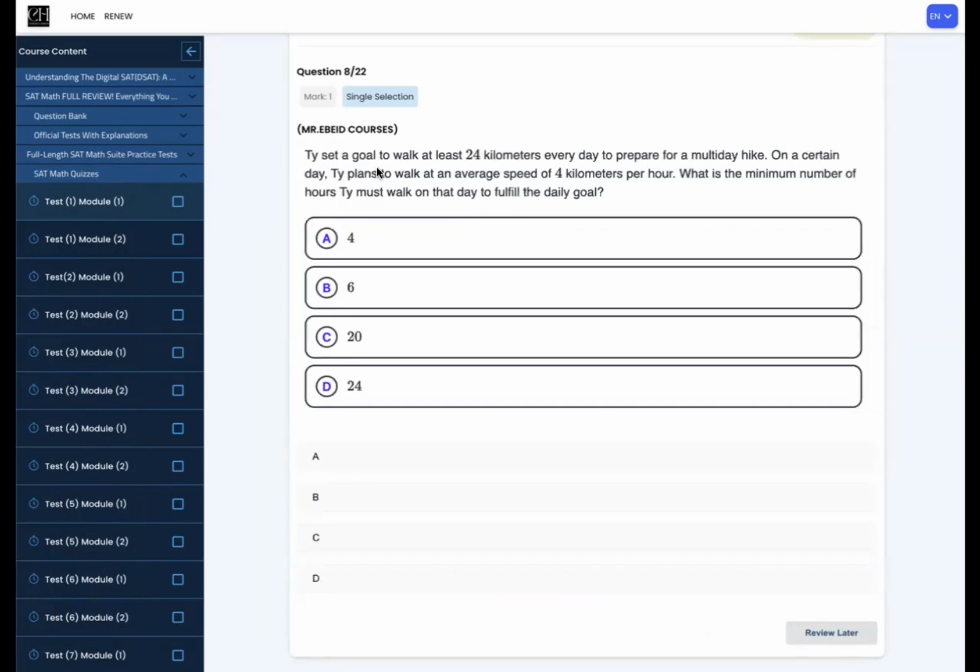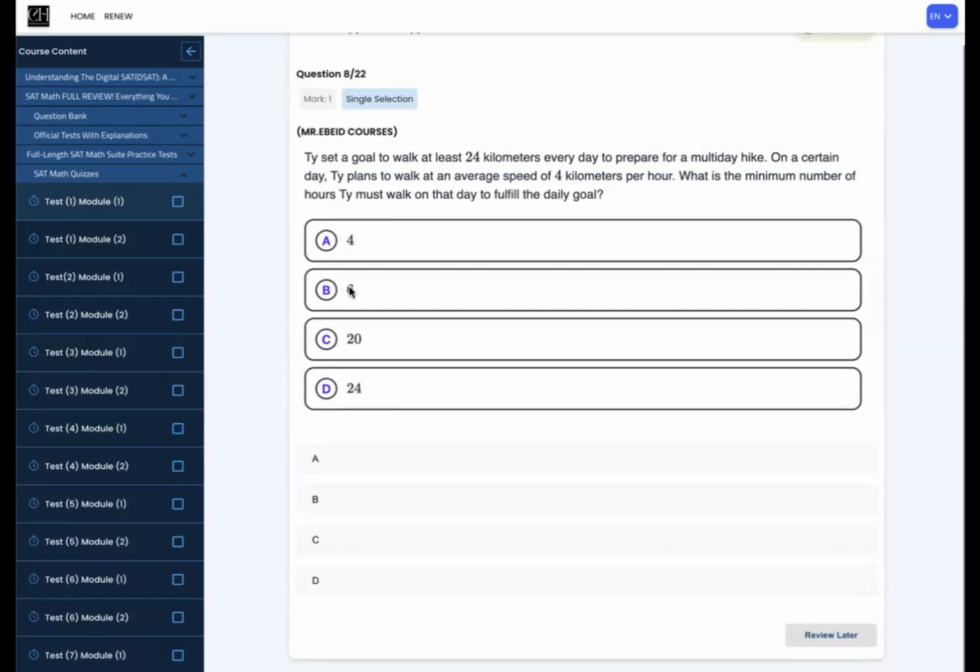Question 8. They set a goal to walk at least 24 kilometers every day to prepare for a multi-day hike. On a certain day, Ty plans to walk at an average speed of 4 kilometers per hour. So we have the total distance, 24, and we have the speed. What is the minimum number of hours they must walk on the day to fulfill the daily goal? You know that the speed equals distance over time. So to find the time, the number of hours, it will be distance over speed. So it will be 24 divided by 4, which equals 6. So the answer is B.